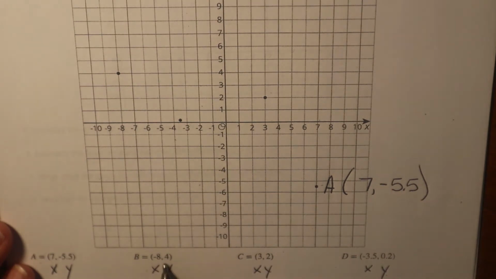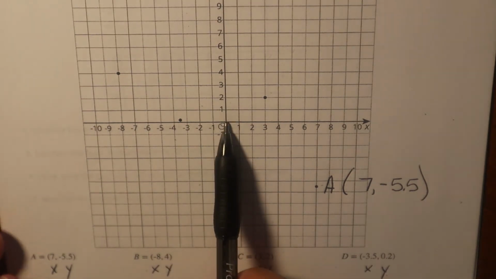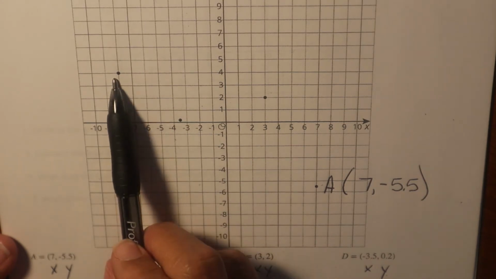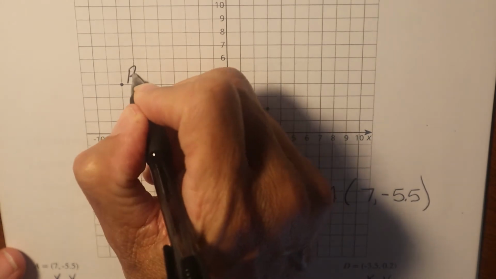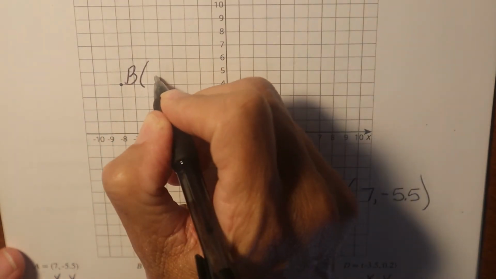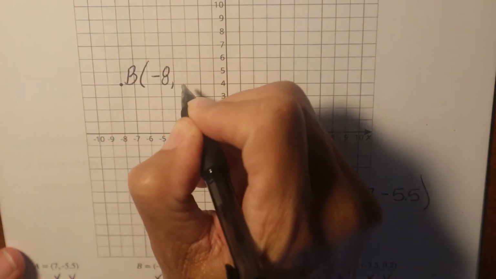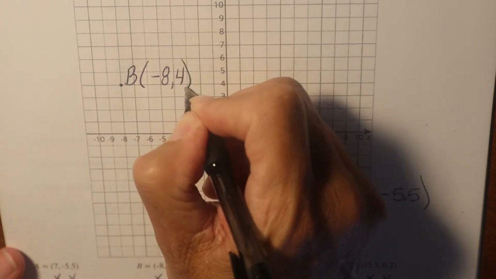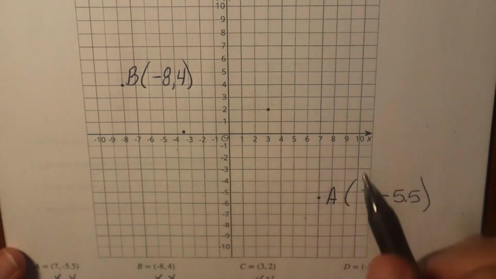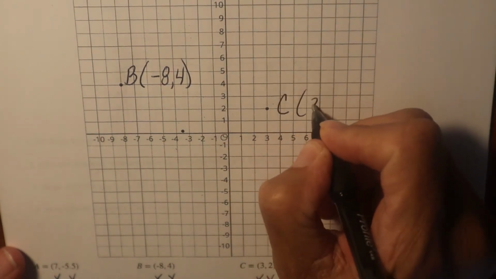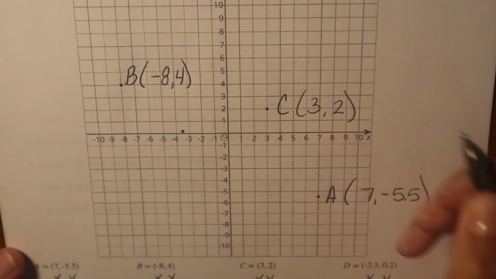Next, we're going to plot point B, negative 8, positive 4. So we always start with the x-axis first. We're going to go over negative 8, up positive 4. The dot's already there. All we simply have to do is label it B and write the x and y coordinates of negative 8, positive 4. C is 3 and 2, so we're going to go over 3, up 2. There is C sitting at the 3, comma, 2 point.